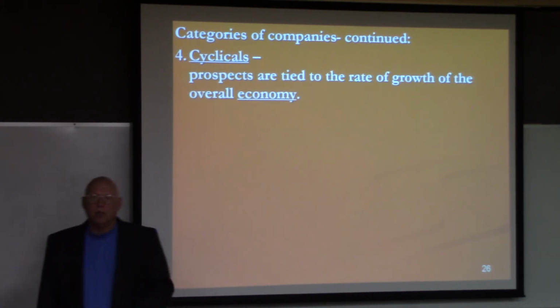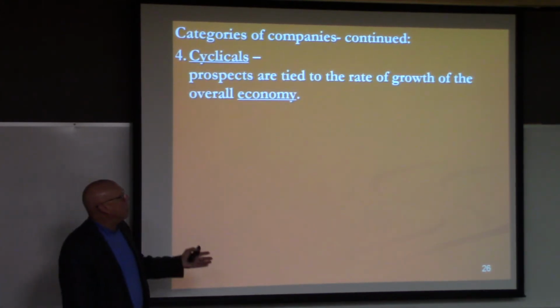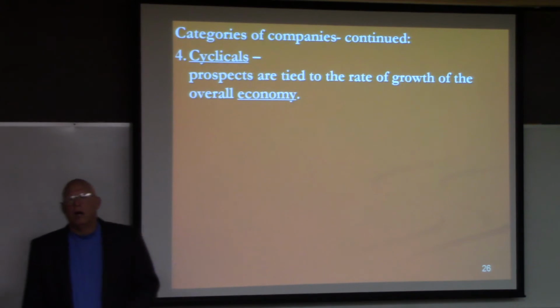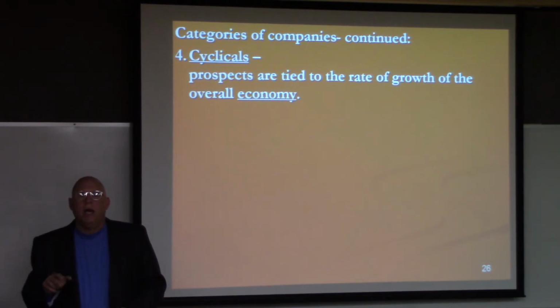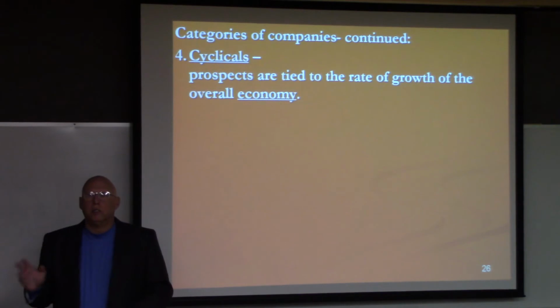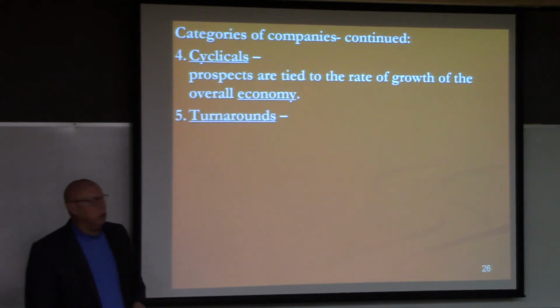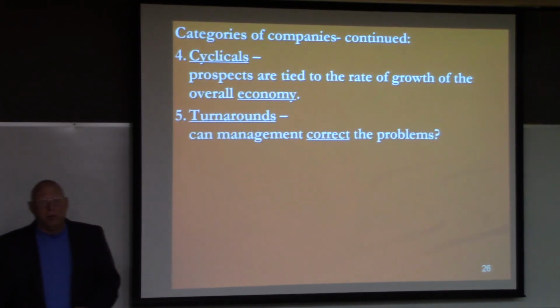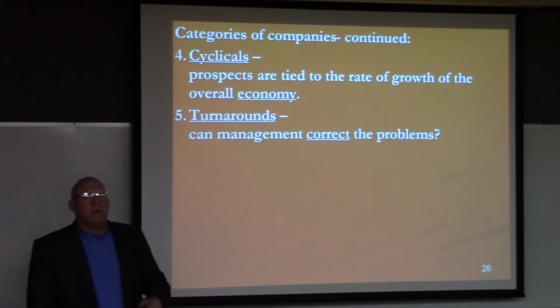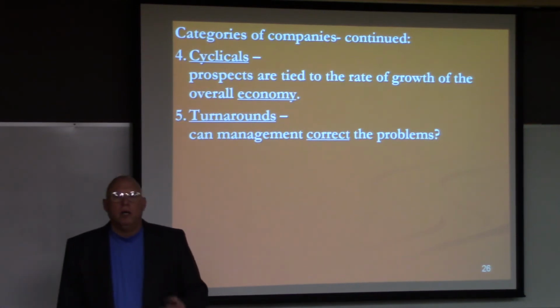So the cyclicals, the prospects are tied to the growth rate of the overall economy. So these are mature industries. These are the slow growers, and they're mature industries. And there are times, this is where you have to be really nimble. When the economy is accelerating, you want to be in these stocks. When the economy is starting to decelerate or top out, you want to steer clear. Turnarounds. These are companies that have had serious problems, and the question is, can management correct the problems?